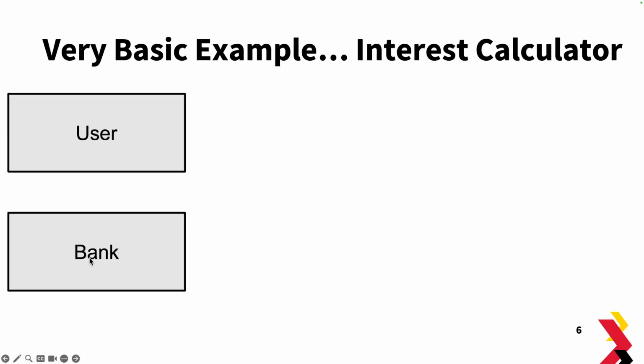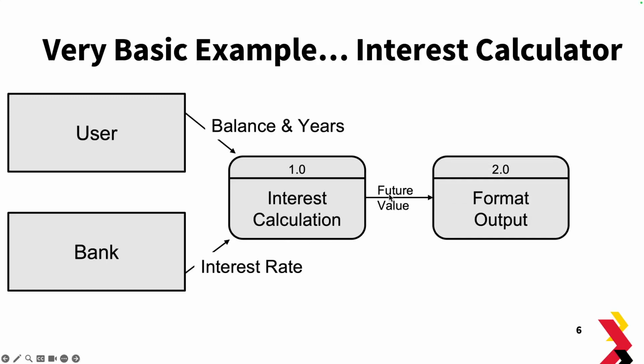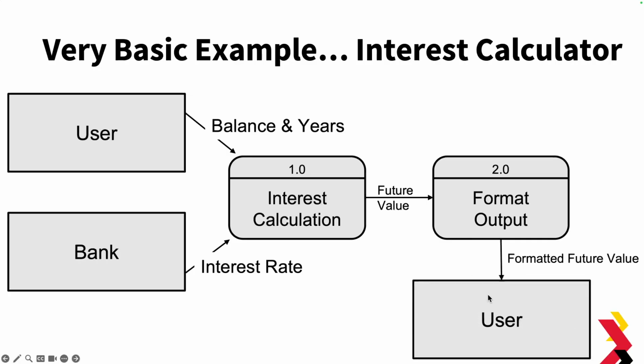Very different, very basic example. An interest calculator. Let's say the interest rate comes from the bank and the balance of the bank account and the years that you want to calculate interest for are coming from the user. Let's say it's an online program. We then have the interest calculation, which is a process. The future value, which is what the balance would be after X number of years, is the data flow output of the interest calculation. So then we're formatting that in a string that the user can read, and then we are displaying it to the user.